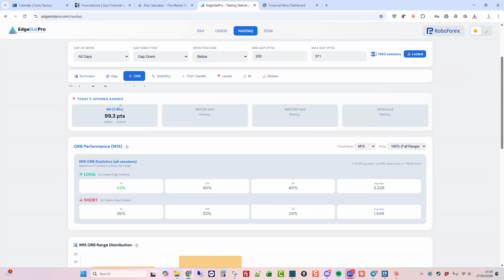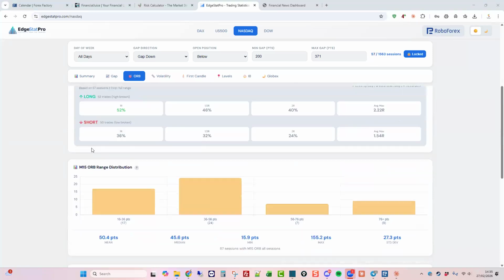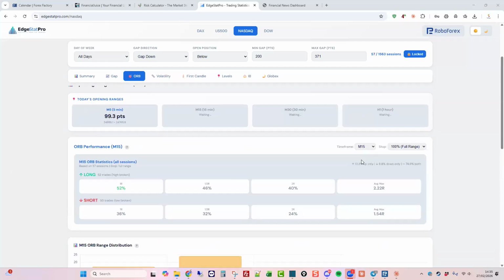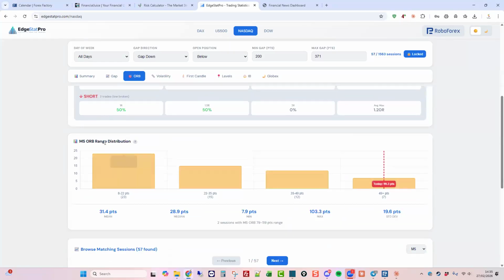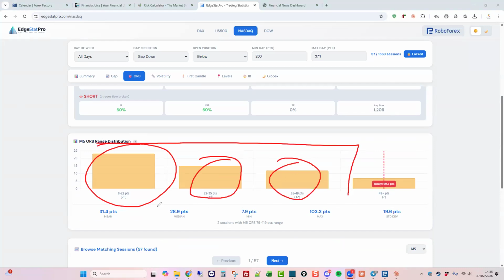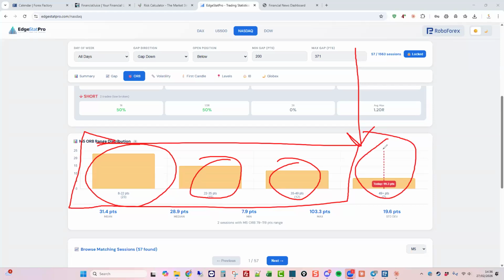You can see there the M5 data has just come in. So we've got a 99-point open on the first 5 minutes. Your M5 range distribution, this is what on average your opening range normally is, usually somewhere between 8 to 22 points, up to 35 points and up to 49 points makes up the vast majority of the opening ranges. So today, not only are we a massive gap down, way above normal, we are also a much bigger opening range, much more volatile than normal.